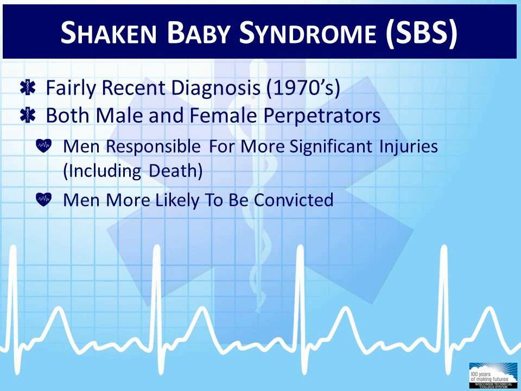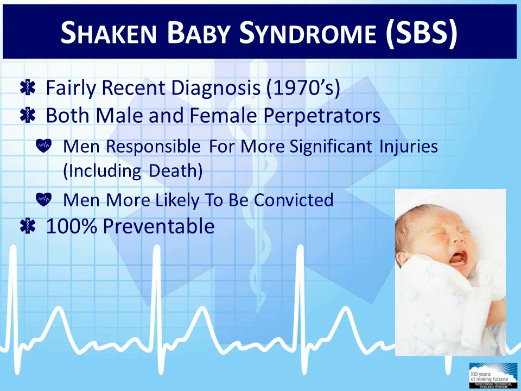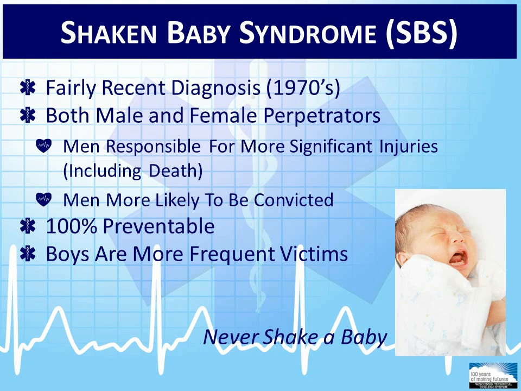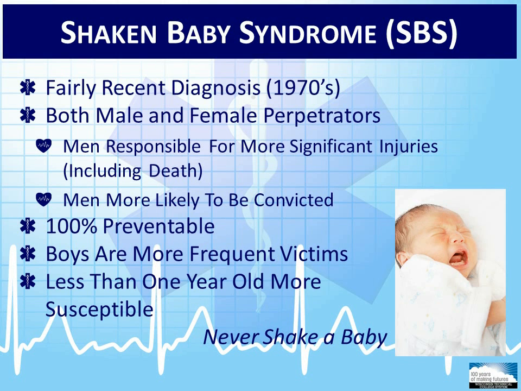According to the CDC, shaken baby syndrome is the leading cause of child abuse deaths in the United States, despite the fact it is 100% preventable. An estimated 1,200 to 1,400 children are injured or killed each year in the United States due to shaking. For whatever reason, approximately 2/3 of all victims are boys. While this type of abuse has been known to occur in children up to the age of 5, infants less than 1 year old are at greatest risk.